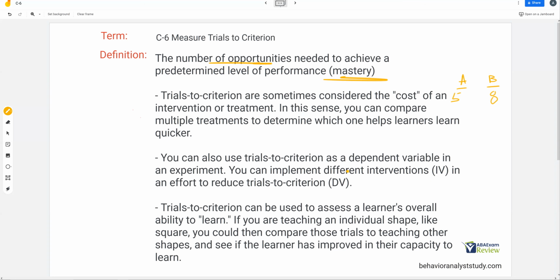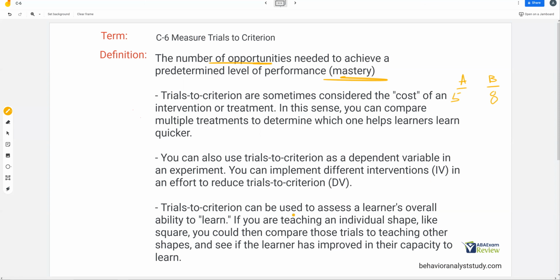Now, you can also use trials to criterion as a dependent variable in an experiment. For example, if our dependent variable is trials to criterion, so we want to reduce the trials, right? And so we've got a situation where it's taking a child very long to learn something. And so we keep measuring trials to criterion, and we want to reduce that. So we intervene. And after our intervention, our independent variable is introduced, the time it takes to get to mastery starts to significantly decrease. So you can use trials to criterion as a sort of dependent variable in an experiment.